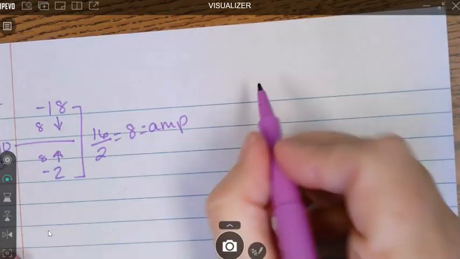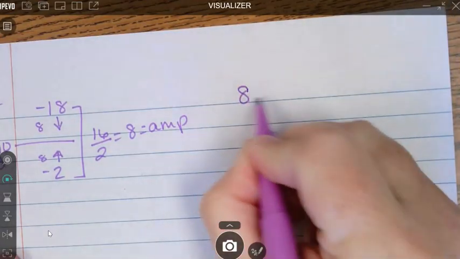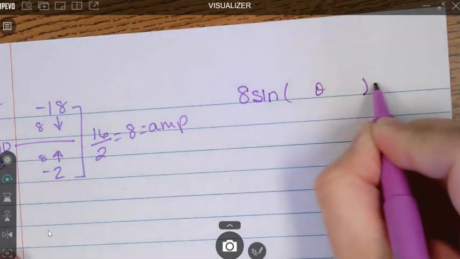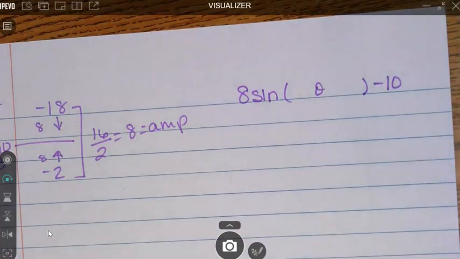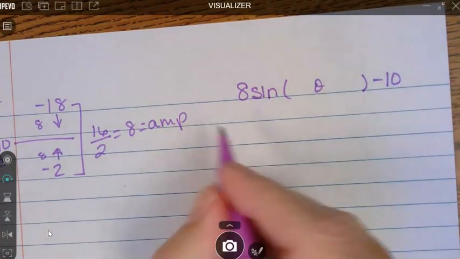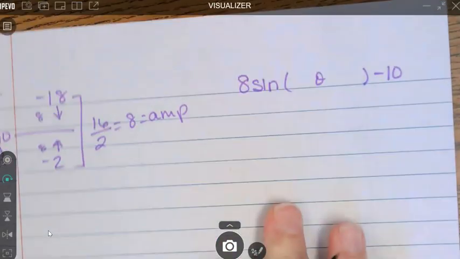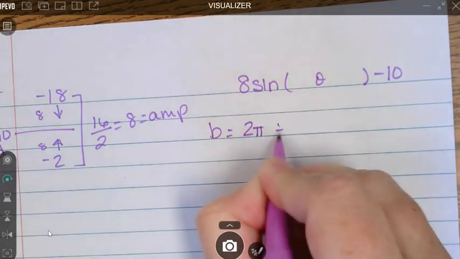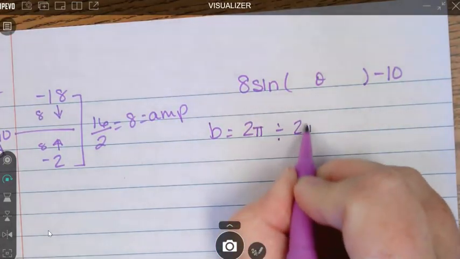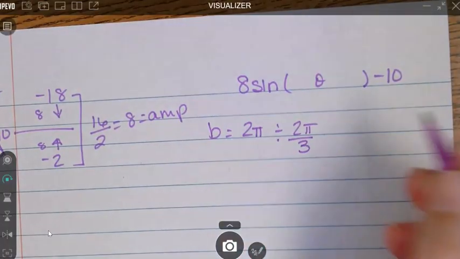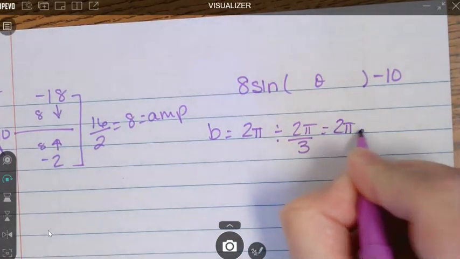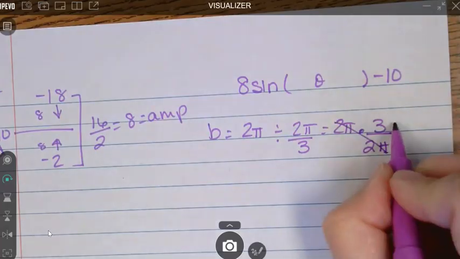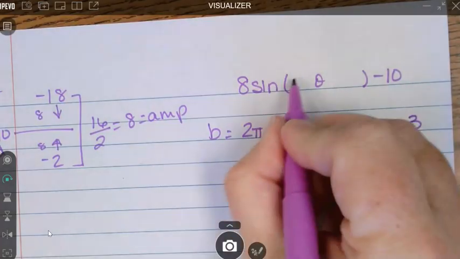So here's our equation: 8 sine of something minus 10. To calculate b, it's 2 pi divided by 2 pi over 3. Keep, change, flip. And here the 2 pi's cancel and b equals 3.